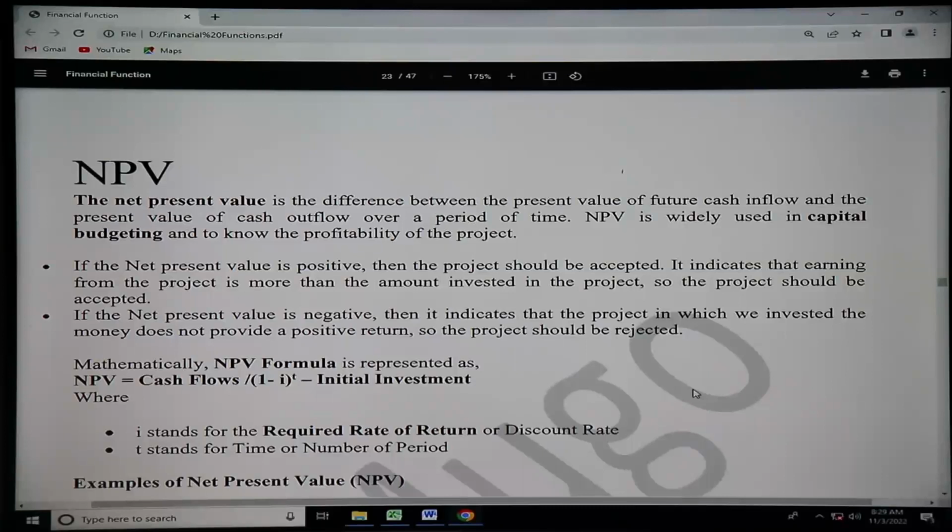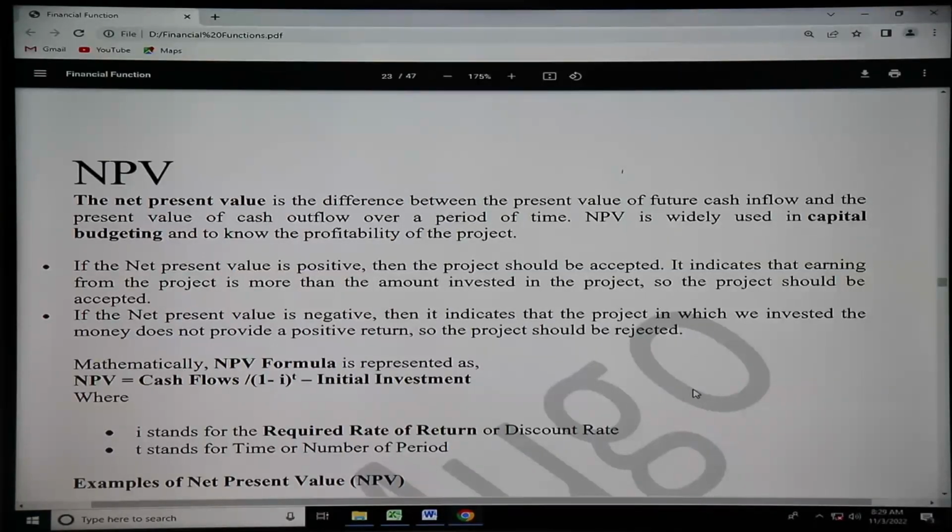If the net present value is negative, then it indicates that the project in which we invested the money does not provide a positive return. So that project should be rejected. Why? Because whatever we invested in this business is not even gaining anything. That is, the net present value is negative.